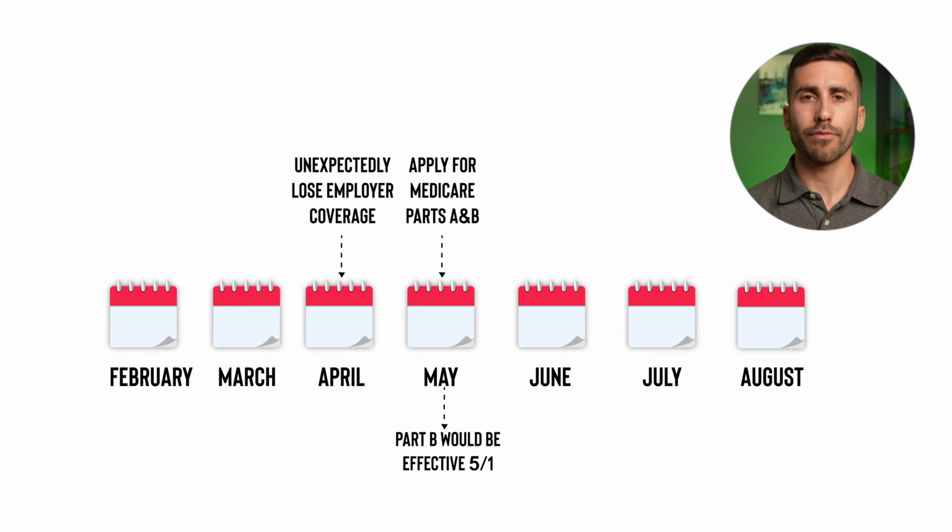So for example, if you find yourself unexpectedly losing employer coverage at the end of April and you aren't able to apply until May, you can still apply for Part B using the SEP in the month of May while requesting the effective date actually be May 1st to avoid gaps in coverage.